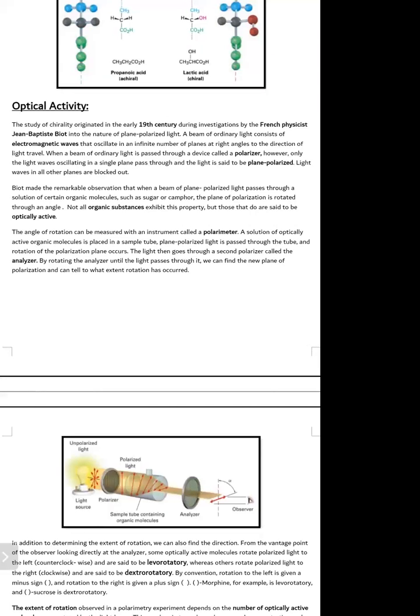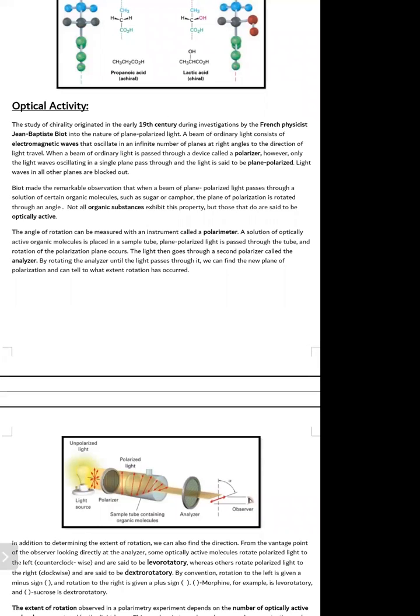When a beam of ordinary light is passed through a device called a polarizer, only the light waves oscillating in a single plane pass through, and the light is said to be plane polarized. When light is passed through to a single plane, it is called plane polarized.